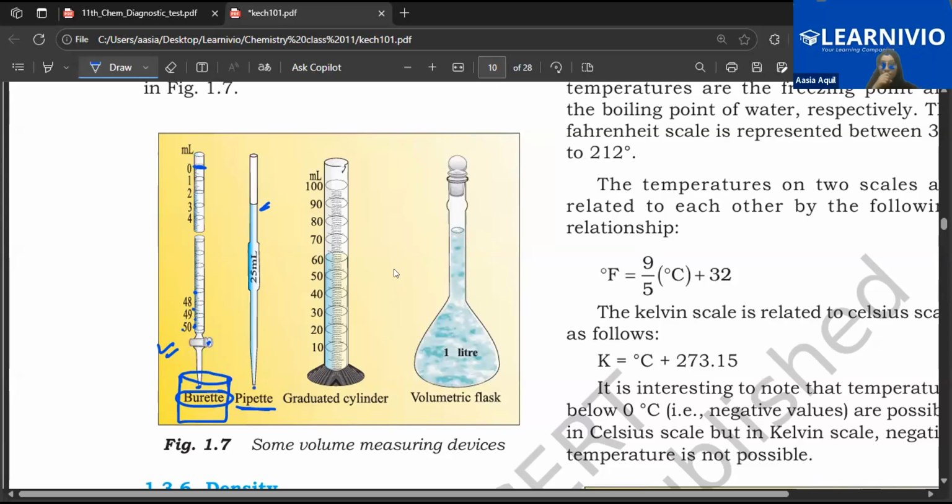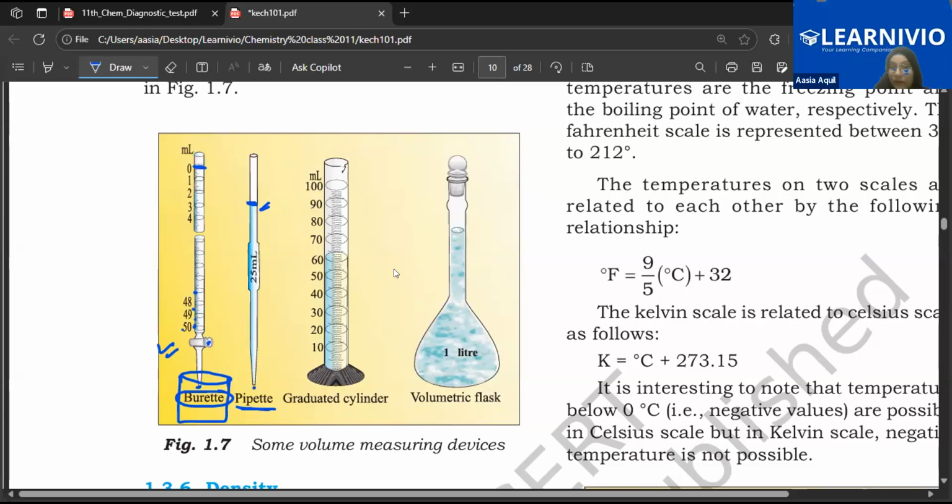What you are supposed to do is suck it with your mouth, just like you drink juice or a fruity drink. When you suck with your mouth, the solution comes till here. Here there is an indicator, and that indicator shows that this is 25 ml. So when you fill till here, that's your 25 ml.